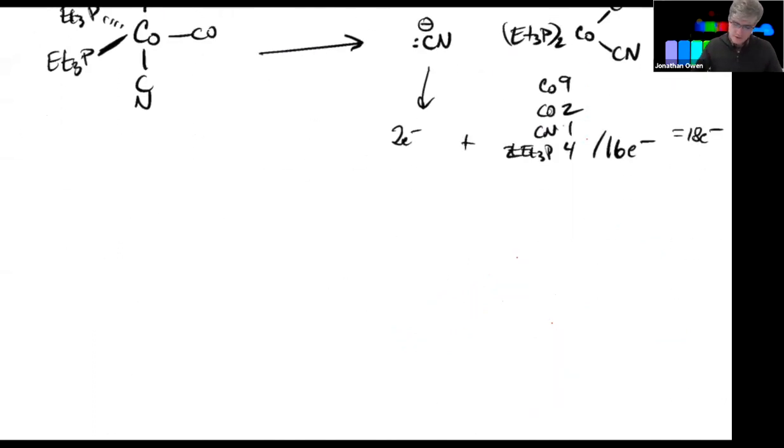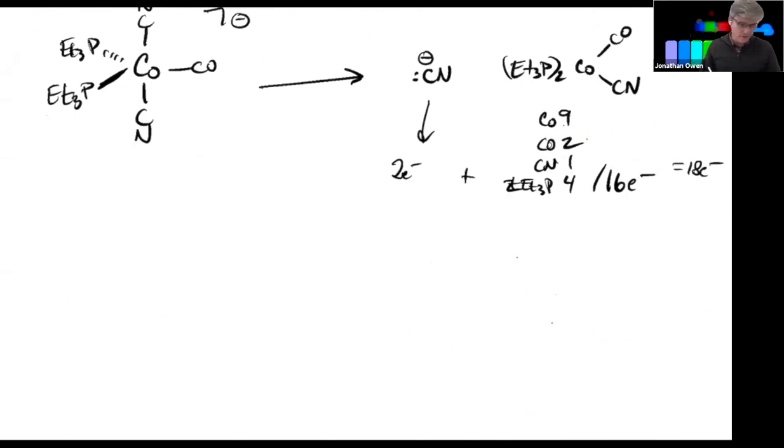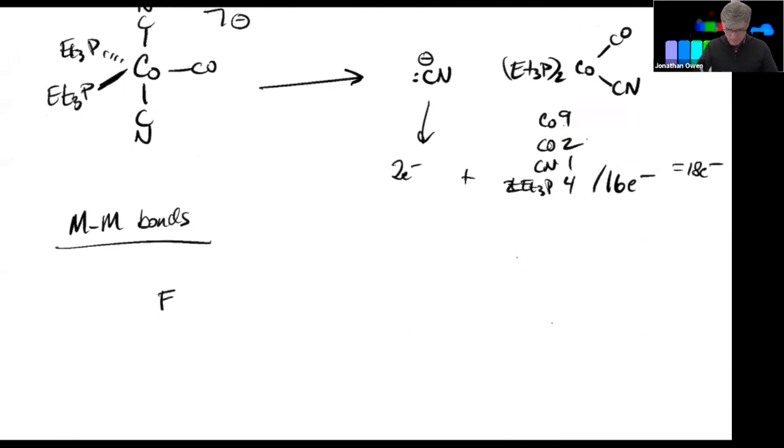All right. Let's do some complexes with metal-metal bonds. So we've got this rhenium bonded compound. Who else is in rhenium's column? Manganese and technetium.